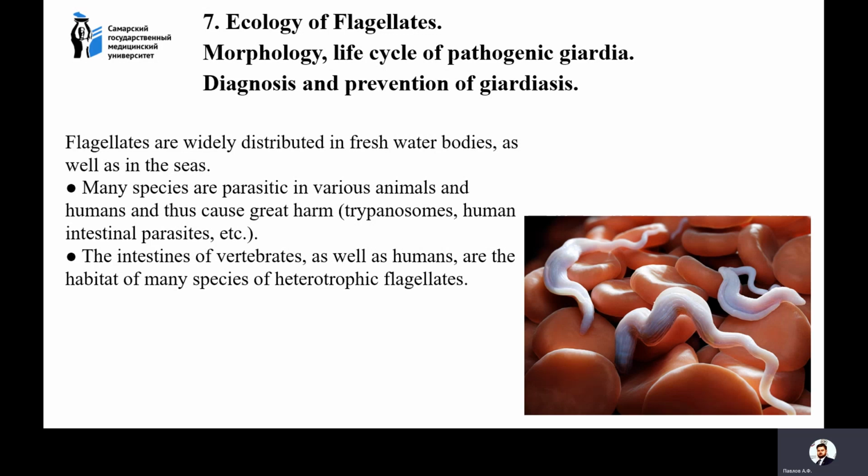Flagellates are widely distributed in fresh water bodies as well as the seas. Many species are parasitic in various animals and humans, and thus cause great harm. Trypanosomes, human intestinal parasites. The intestines of vertebrates, as well as humans, are the habitat of many species of heterotrophic flagellates.